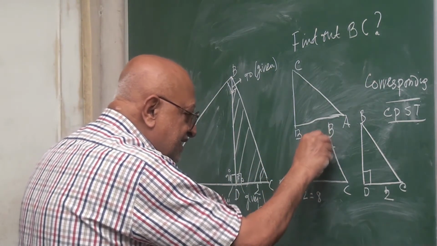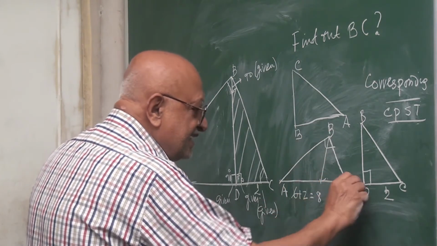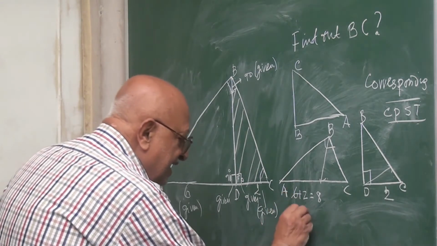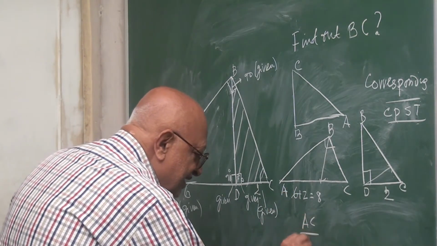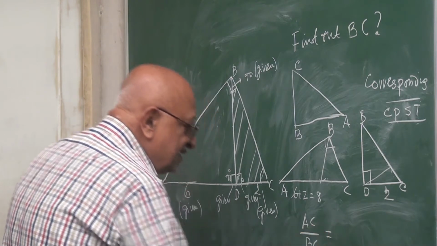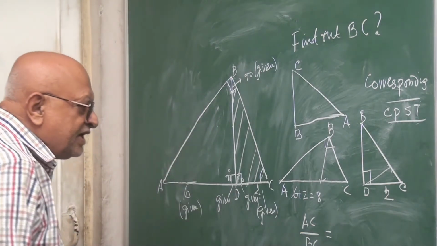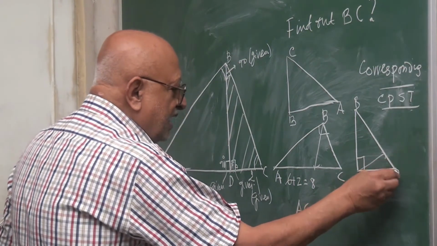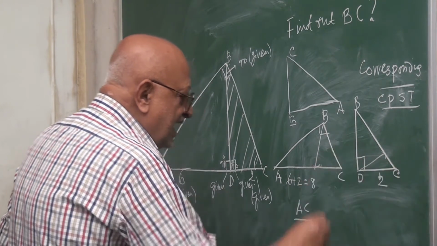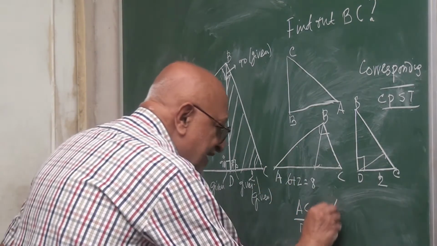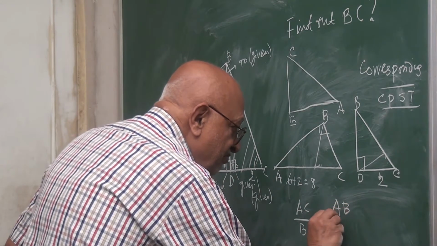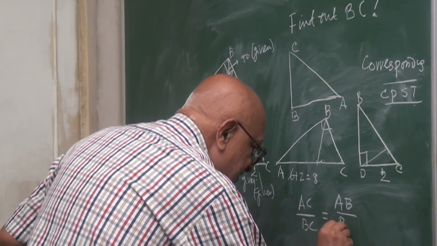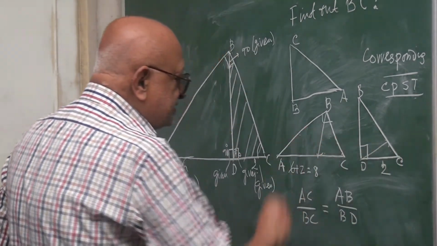See, this is 90 degree, so its opposite is AC. This is 90 degree, its opposite is BC. So I can write AC by BC. So again we can see, opposite to angle C here, opposite to angle C is BD and opposite to angle C is AB. So AB by, I can see opposite to angle, this is BD. BD, right? Opposite to this thing.